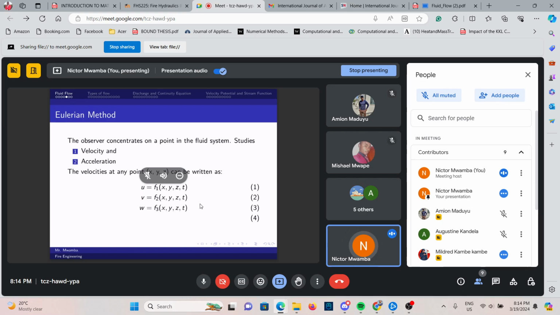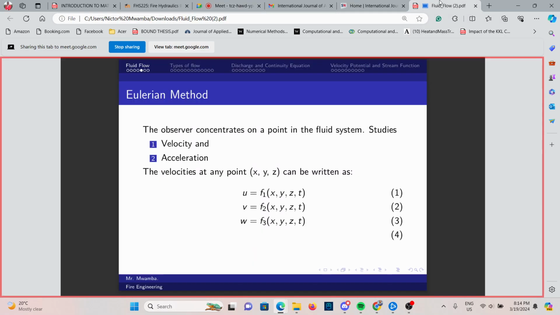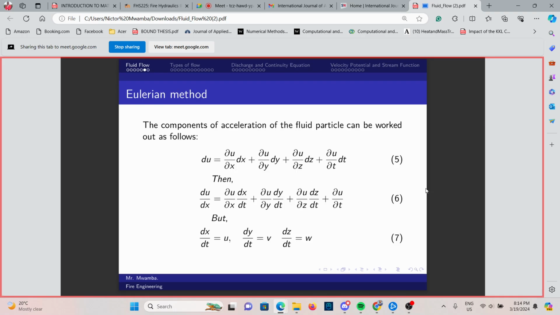So these are velocity components now. If you can find the velocity, you can also find the acceleration, because the acceleration is simply the rate of change of velocity with respect to time.